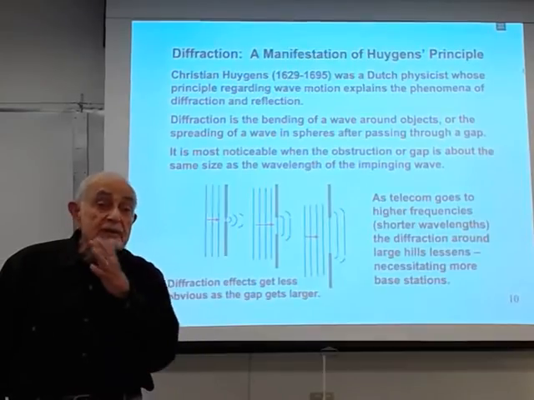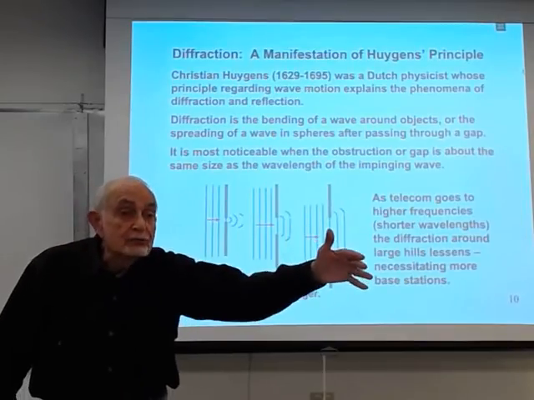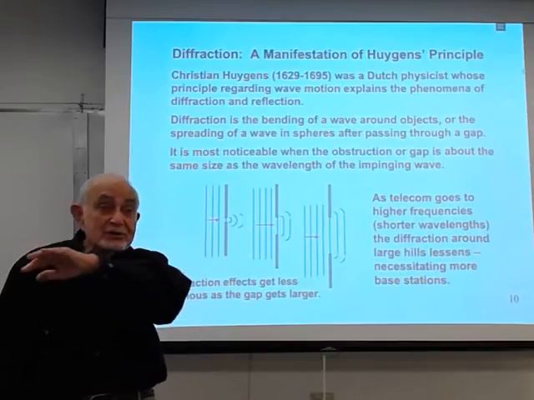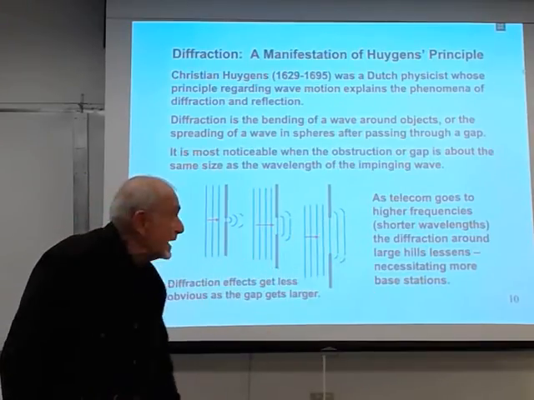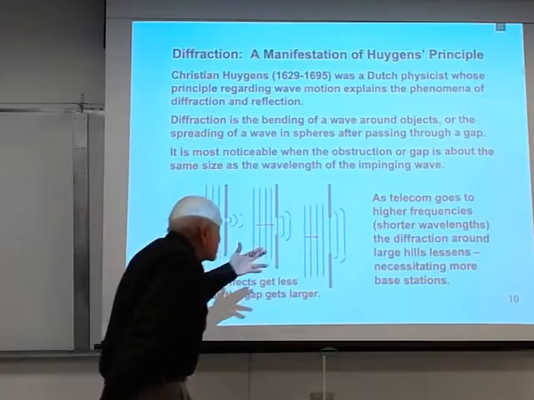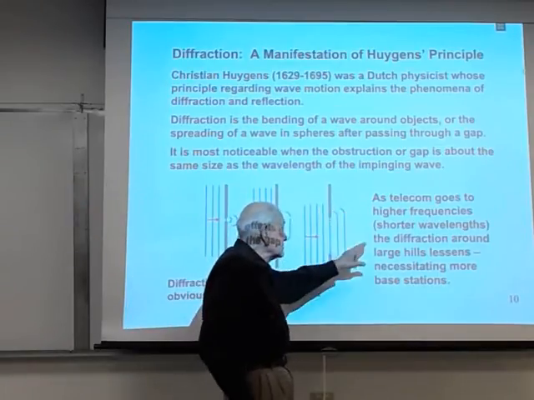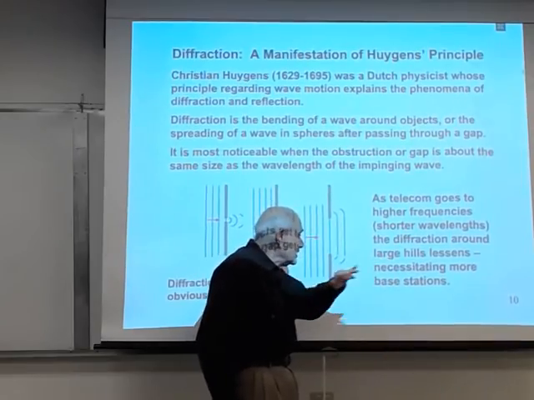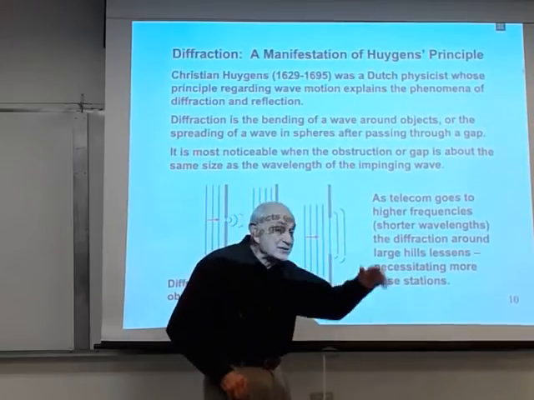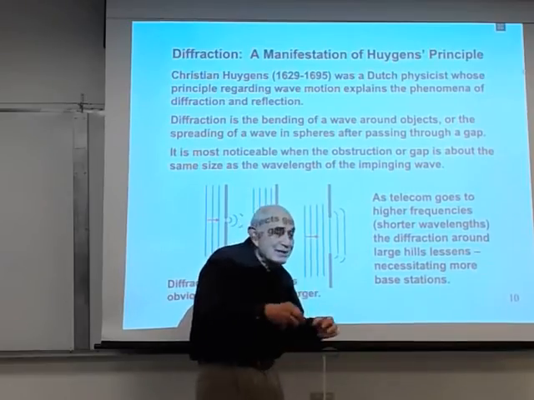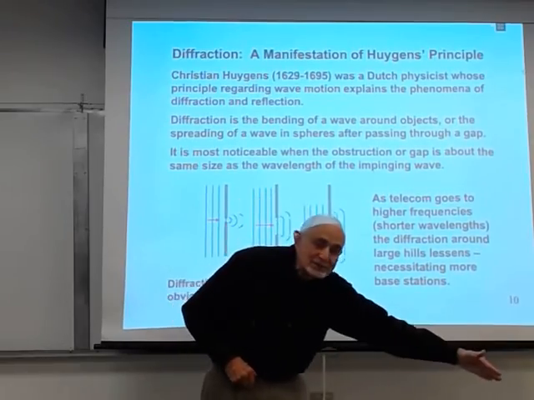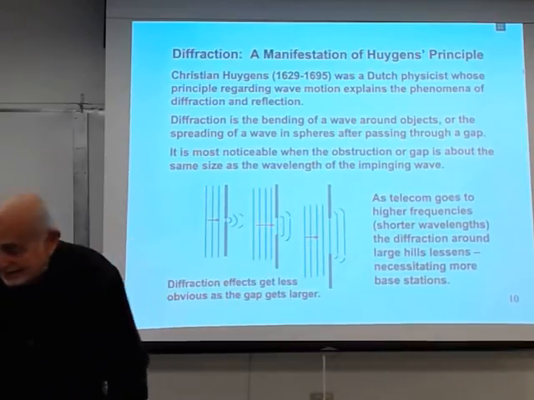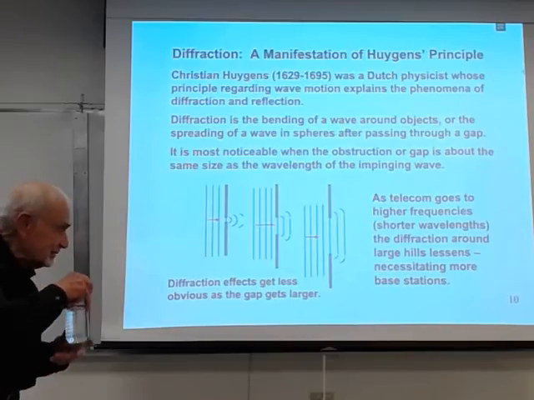And it means you can go through what appears to be an impenetrable body because it sort of bends around it. And notice this says as telecom goes to higher frequencies of shorter wavelengths, the diffraction around large hills lessens. And if it lessens, it means you're going to need more base stations because you're not going to be able to bend to a particular base station. The bending is not going to be as pronounced.